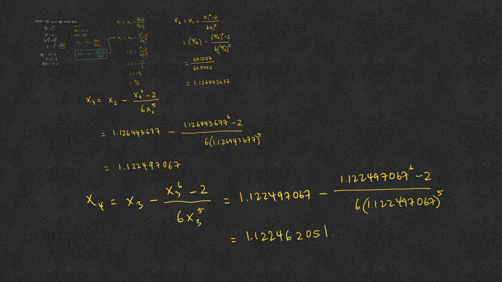If we were to round to 4 decimal places, we would stop right here, because x sub 3 rounded to 4 decimal places would give us 1.1225. x sub 4 rounded to 4 decimal places would give us 1.1225 as well. But in this case, we want the decimals to match up to 8 decimal places, so we have to keep going. x sub 5 is x sub 4 minus x sub 4 to the 6th minus 2 over 6 times x sub 4 to the 5th.